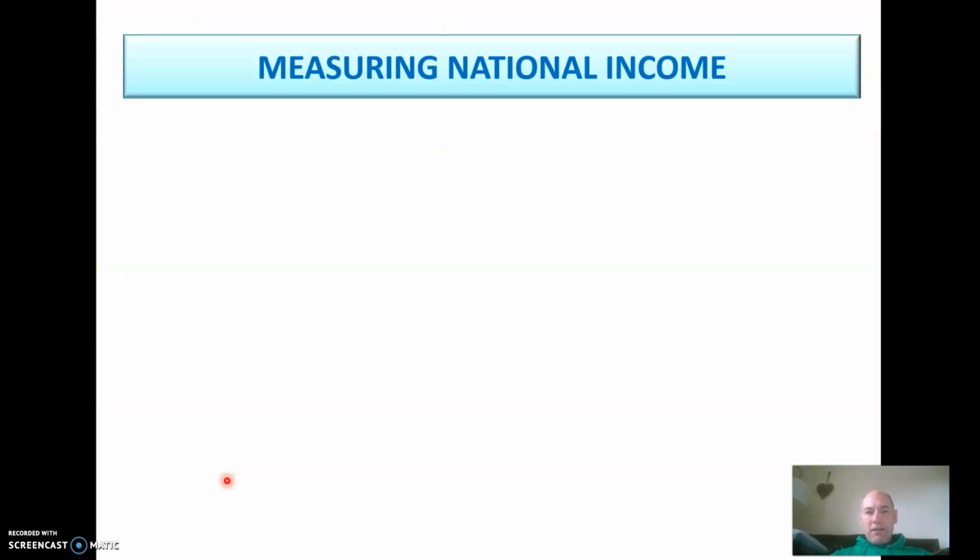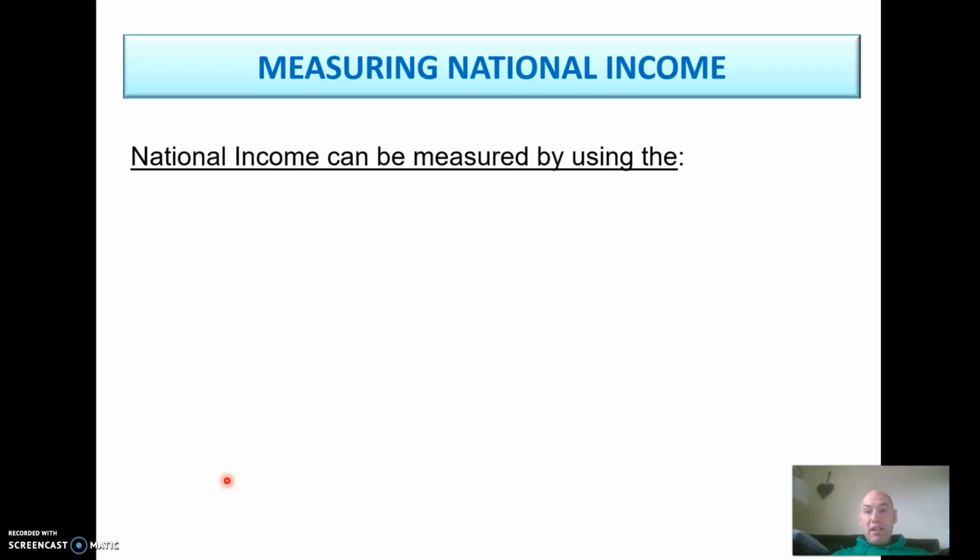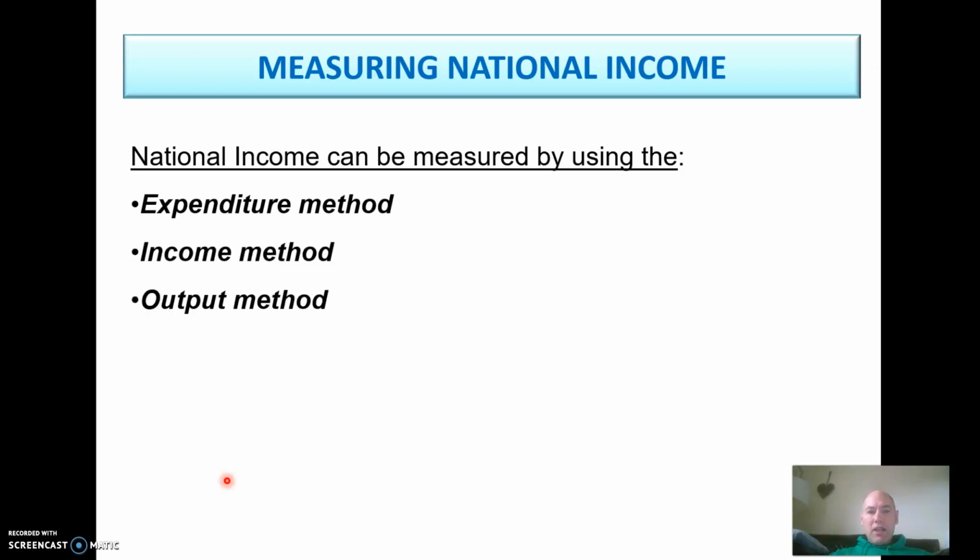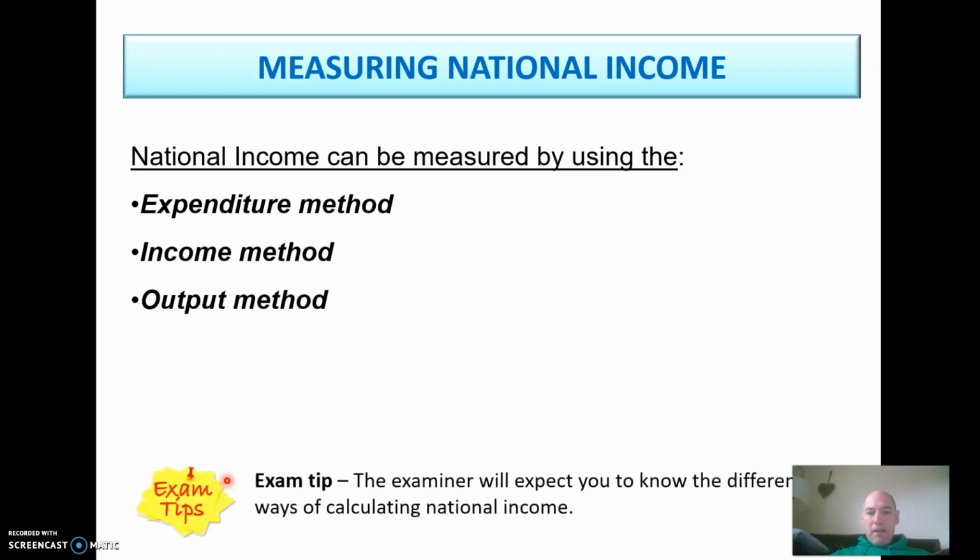Now, we looked at measuring national income in your first lesson this week, and it can be measured using three different methods: expenditure, income and output. If you're measuring national income, every single method should come up with the same level of national income or output.